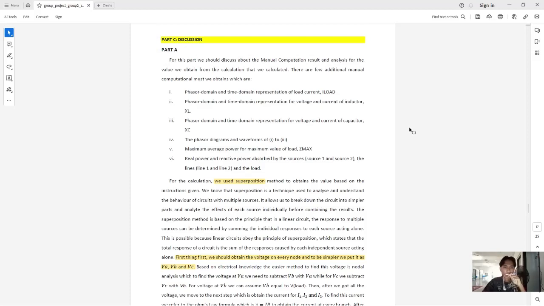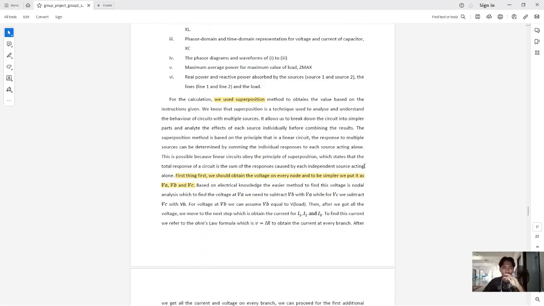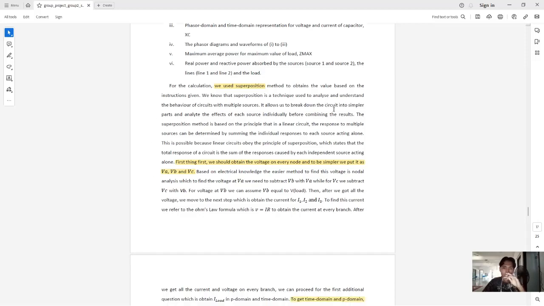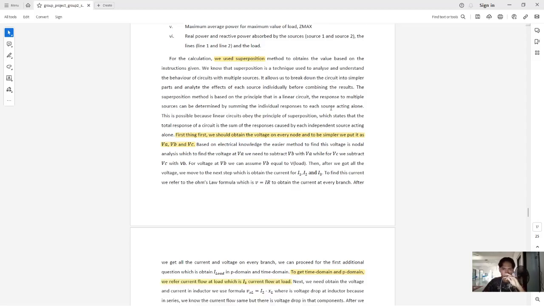For this part, I will discuss the discussion of the project. We should discuss the manual computation results and analysis of the calculation. A few additional manual computations must be obtained, which are the phasor domain representation of the current, the phasor domain representation of the voltage and current for the inductor, the phasor domain representation for the voltage and current of the capacitor, and also the average power, real power, and reactive power. For the calculation, we use the superposition method to obtain every value that we need. First things first, we should obtain the voltage at every node.